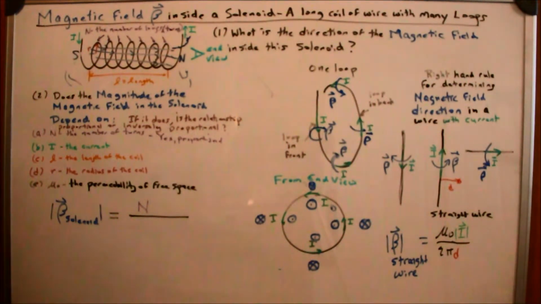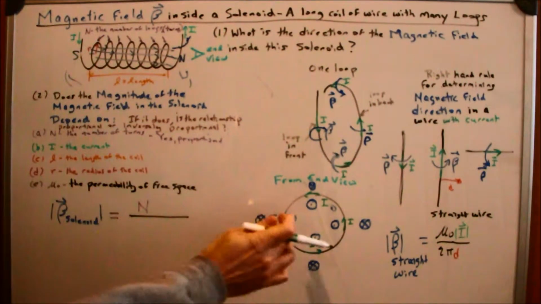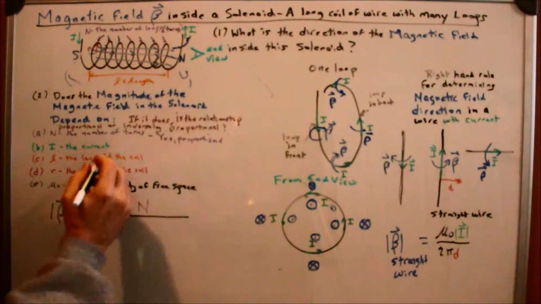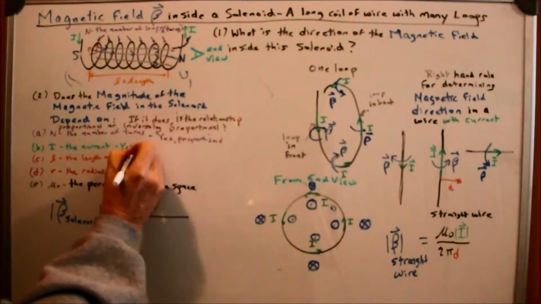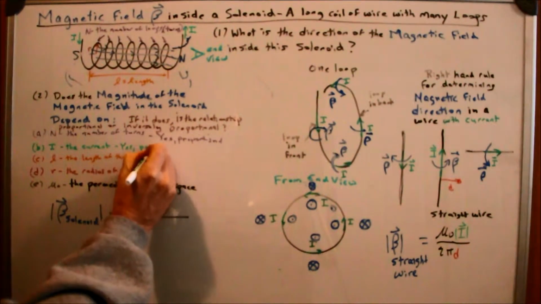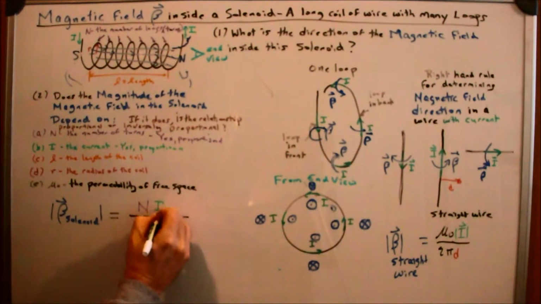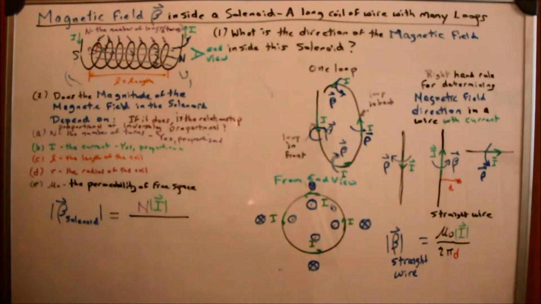You'd think that the higher the current level, the greater the magnitude of magnetic field I'm generating. So yes, that would matter, and it would be proportional. Higher current, greater magnetic field. So the magnitude of the current matters.